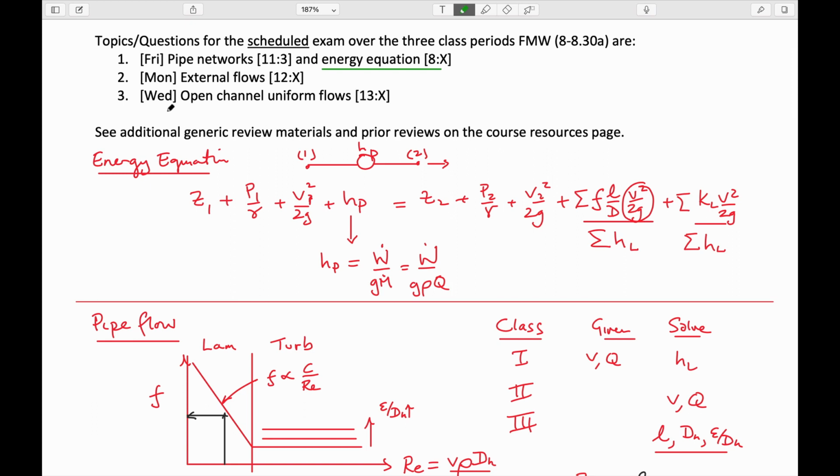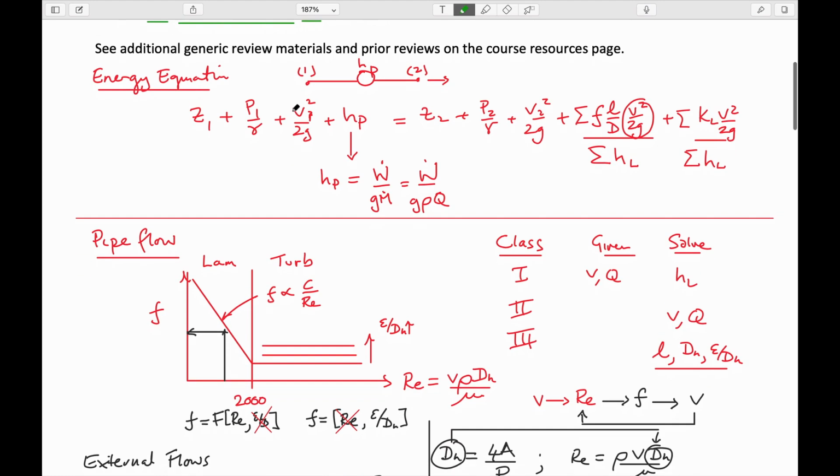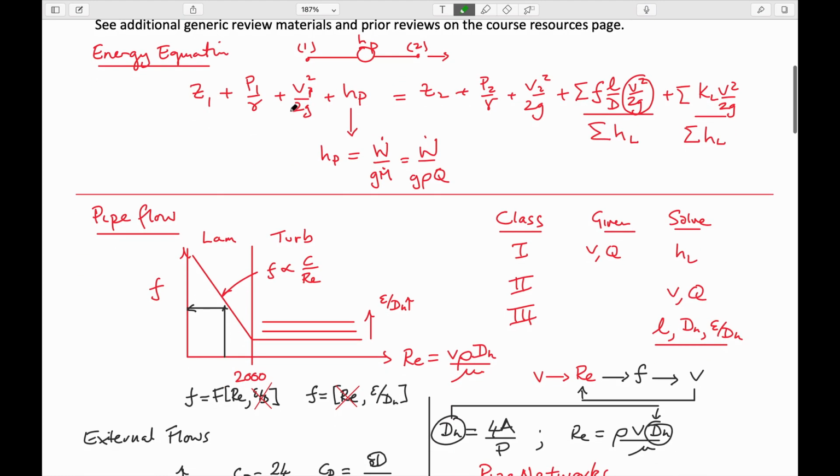3 questions. Again, remember, it's Friday, Monday, and Wednesday, not Monday, Wednesday, Friday. The first question's on pipe networks and includes the energy equation. Second question's on external flows, and the third question is on open channel flows, and specifically uniform flows. So that makes it a bit more straightforward maybe for you.